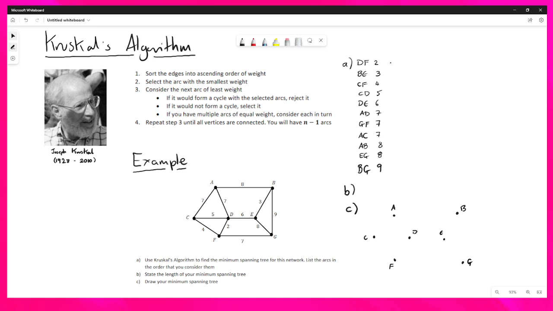That's DF, and we're going to add it to the tree. And we literally write it next to it. Okay, and then we're going to draw it here. And you can label them with the weights if you want to. I'm not going to. We then look at the next arc of least weight, which is BE. You can see that's not going to form a cycle, so we add it to the tree. And we continue. CF, we can see adding this is not going to form a cycle, so we add it to the tree.